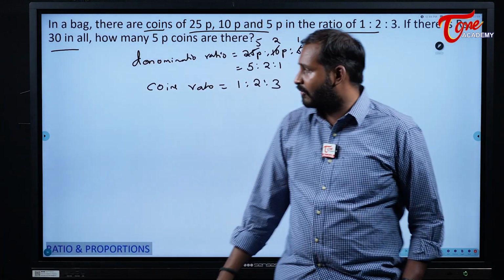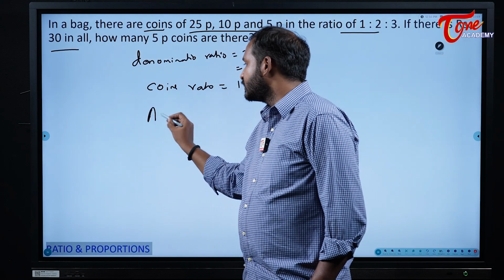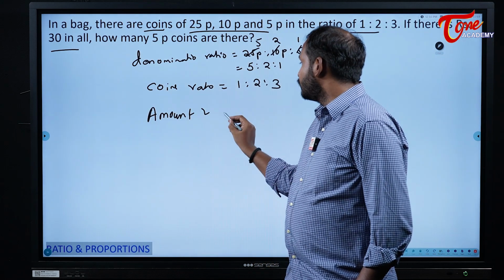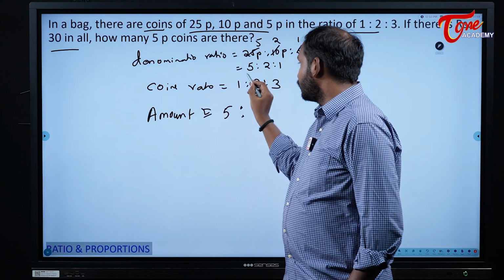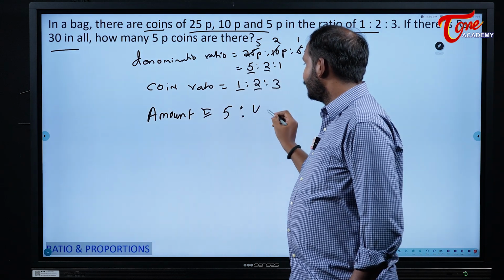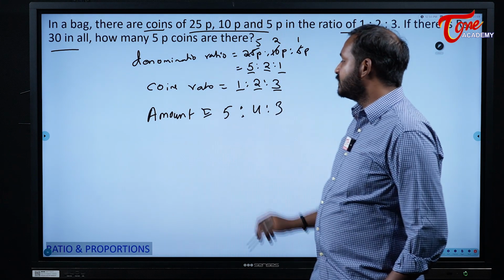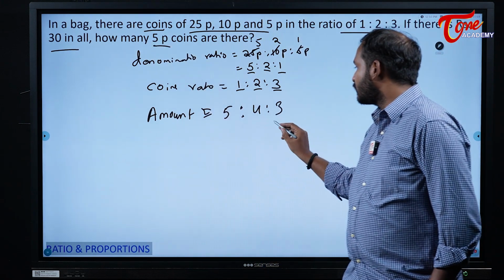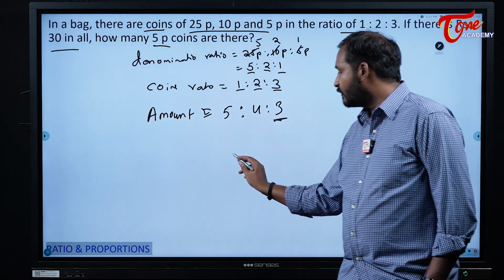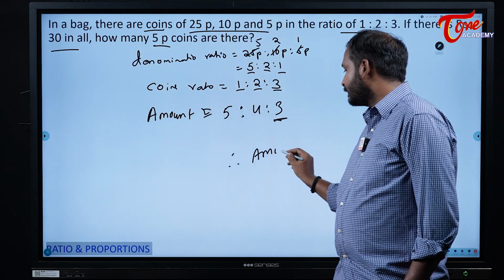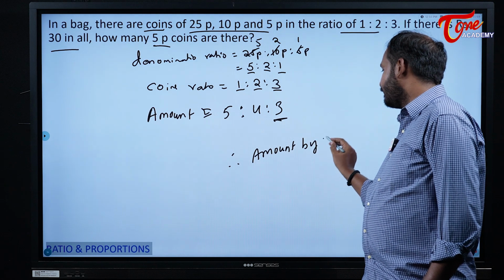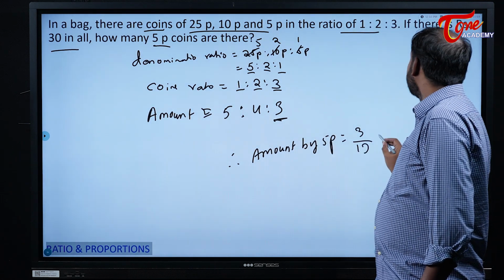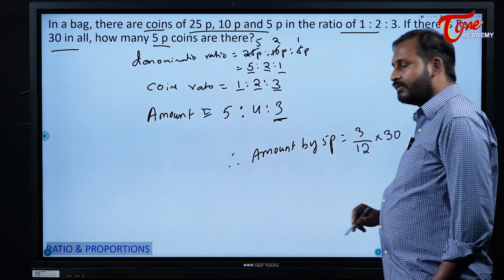Total amount they have given us. So first of all, tell me what is the amounts ratio I will have? Amounts ratio will become denomination into coins ratio. So 5 ones are 5, 2 twos are 4, 1 three is 3. So the amounts ratio is 5:4:3. They are asking us about the 5 pice coins, which are at the end. So the amount by 5 pice is 3 by total 12 parts into 30 rupees, that is 3 by 12 into 30 rupees.